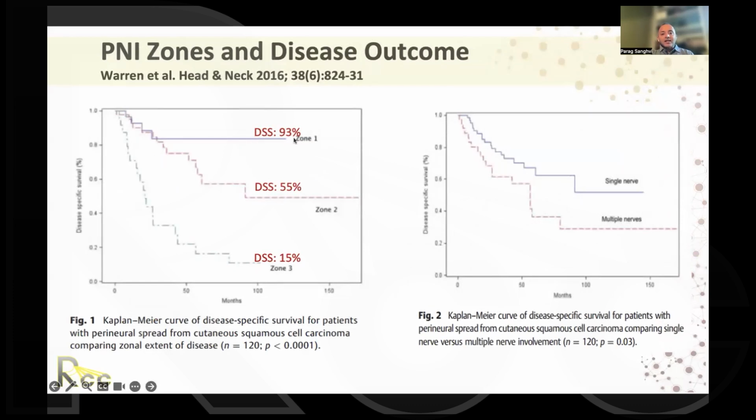This is now showing you perineural invasion by zones and their disease-specific survival. So again, just highlighting, zone 1, very, very curable. Zone 2, curing about half the patients. Zone 3, disease-specific survival, you can see, is on the order of 15%. One of the other things we'll talk about as we go through each of the nerves is the involvement of one nerve versus tumors jumping from one nerve to another nerve. This should come as no surprise to any of us. If multiple nerves are involved, patients don't do as well. Their disease-specific survival is going to be much lower.